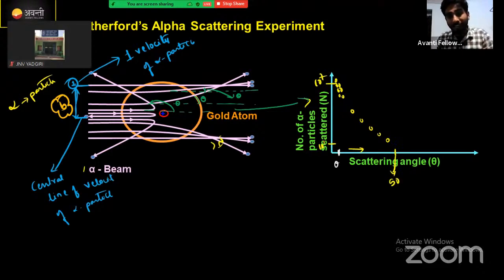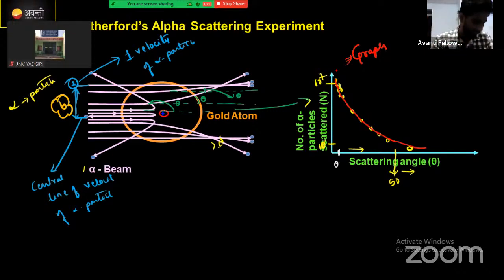Further, more than 90 degrees, only a few particles are scattered and reflected back. That is mentioned as less than 10 number of particles scattered, and angle is more than 90. And if you join all these points, you will get a curve like this. This is the graph which explains the scattering of alpha particles versus scattering angle, which was obtained by Rutherford's alpha particle scattering experiment. Is it clear, right?